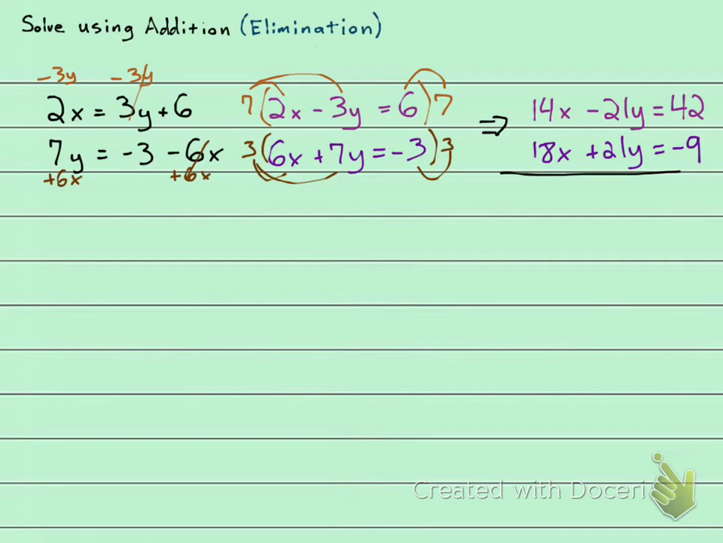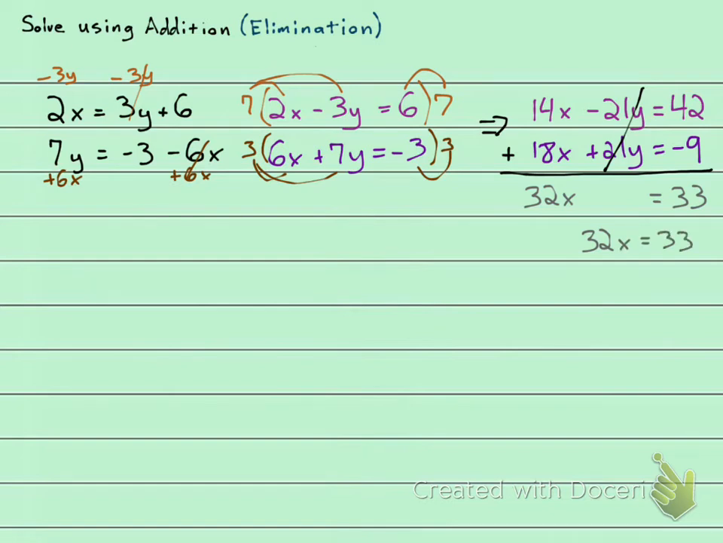And now we're going to add. Okay, addition method. Let's add them. When I add them together, I'm going to notice that the -21y plus 21y is going to turn into a 0, and that's exactly what I want. I'm eliminating that variable. 14x plus 18x is going to be 32x. And then 42 plus a -9 is going to be 33. All right, so I have an equation here that says 32x equals 33, and I can solve this.